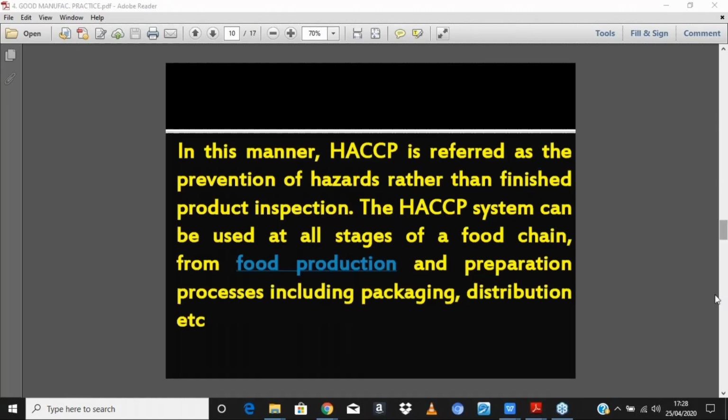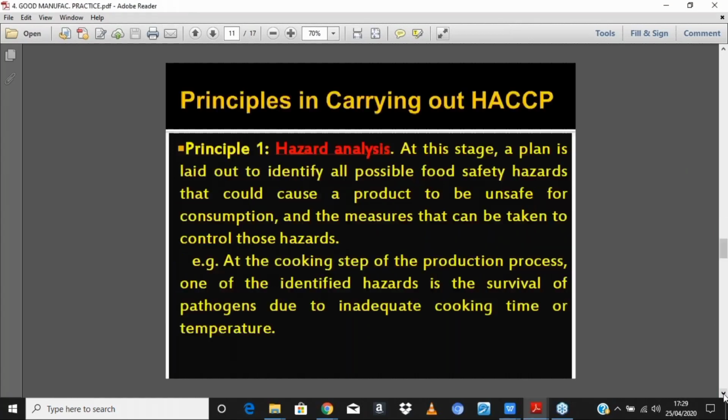Okay, so let us move on and see how HACCP works. Now, principles in carrying out HACCP. HACCP has 7 major principles, 7 major steps in carrying it out in order to manage physical, chemical, and biological hazards. So the first principle is what is called hazard analysis.